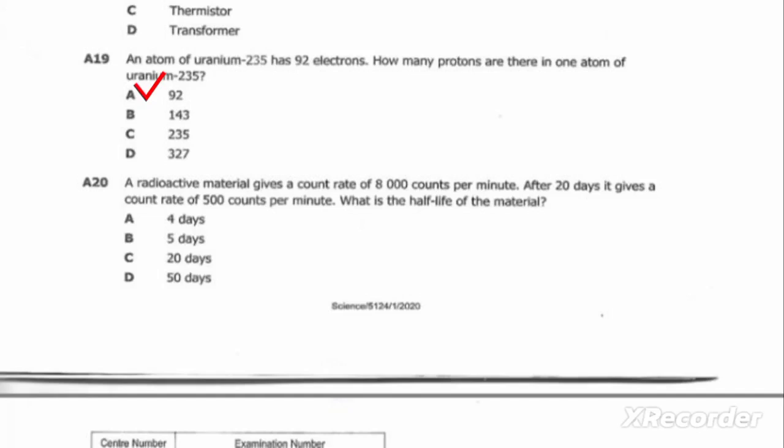We are done with this question. Let us move to the next question, which is question A20. A radioactive material gives a count rate of 80,000 counts per minute. After 20 days, it gives count rate of 500 counts per minute. What is the half-life of the material? A, 4 days, B, 5 days, C, 20 days, D, 50 days.